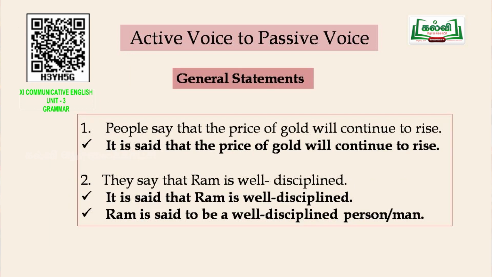So, now we come to the last part of transformation, general statements. When you look at the example, you will understand what the sentence conveys and how to change it. Number 1, people say that the price of gold will continue to rise. Okay. Now, here find out which the transitive verb is.